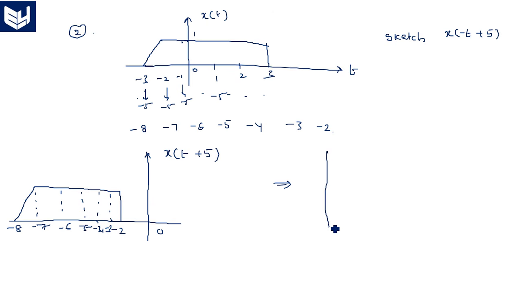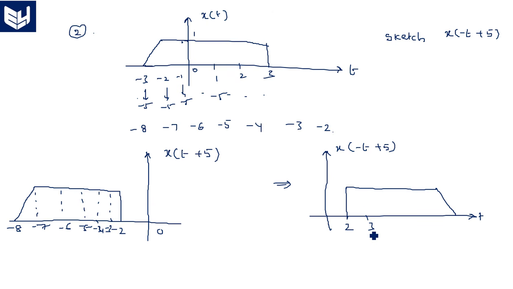Now the next step is we need to reverse the signal. So apply the time reversal property, and then we will get x of minus t plus 5. Time reversal means all these negative values will become positive values, and the signal is extending from 2 to 8. So it is 2, 3, 4, 5, 6, 7, and 8. This is the resultant signal.